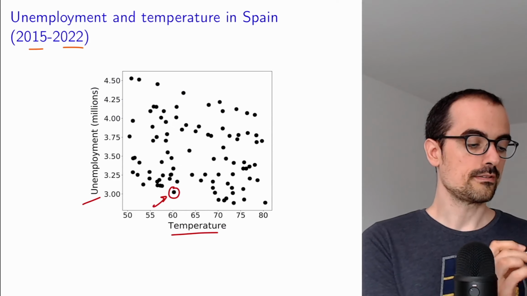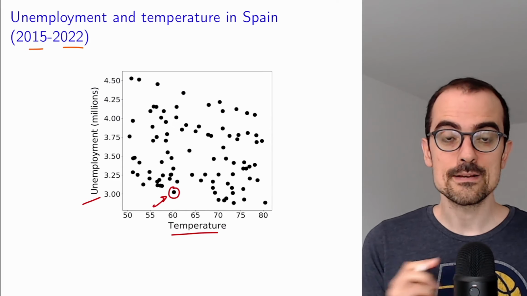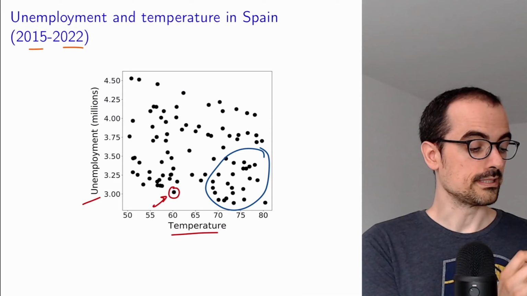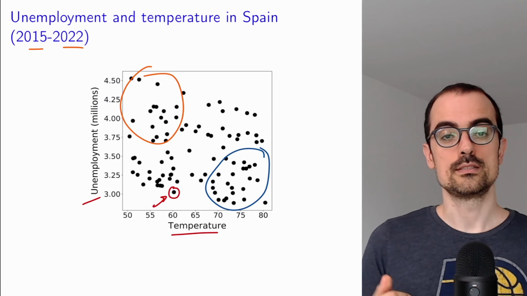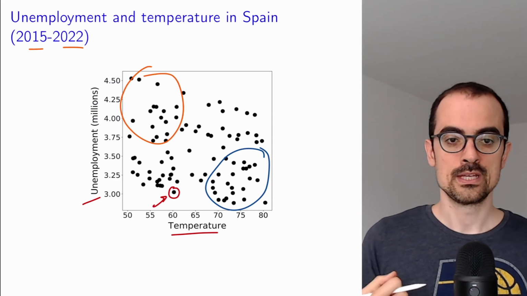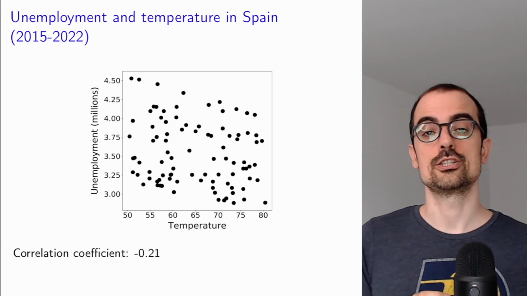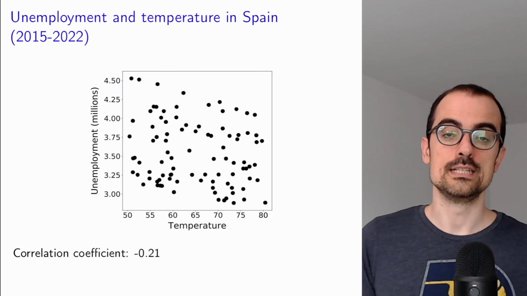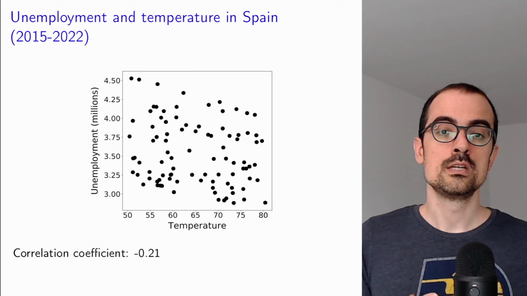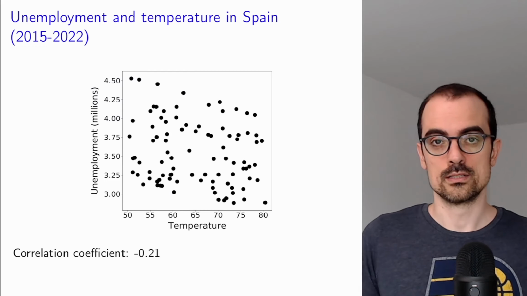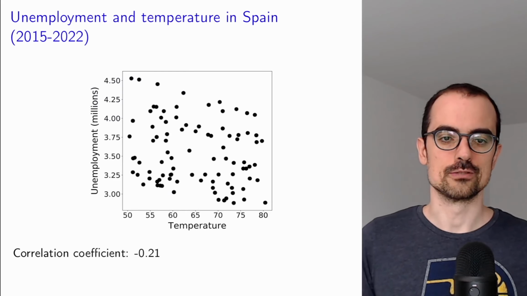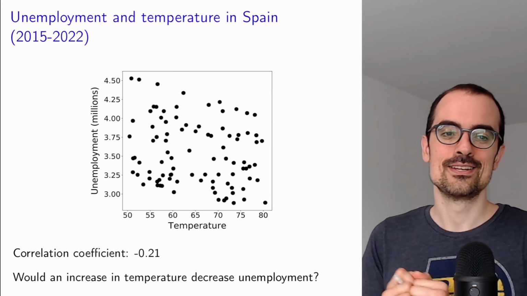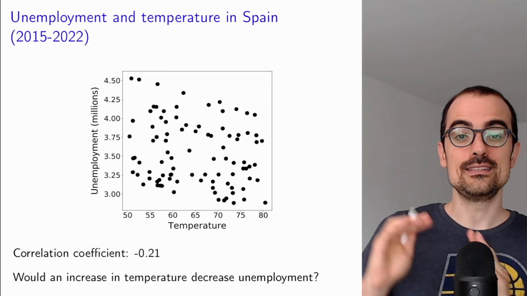We immediately observe that when the temperature is high, the unemployment tends to be low, and when the temperature is low, the unemployment tends to be high on average. In fact, the correlation coefficient between the two variables is negative, indicating a negative correlation that we clearly see in the scatter plot, and it's equal to minus 0.21. So it's pretty substantial.